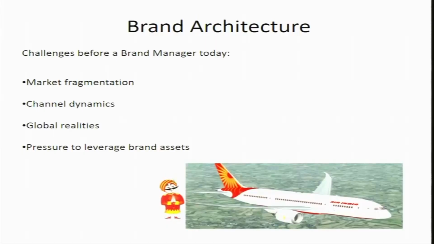The third thing is global realities. What is happening in the US and what is happening in India is today not very unrelated. The technologies that are getting developed in the US or in the UK or France or Korea are also getting developed in India.